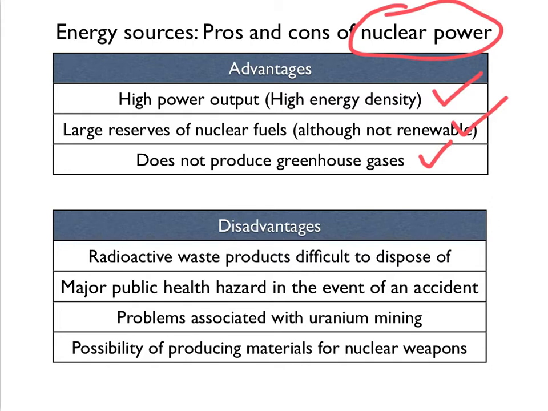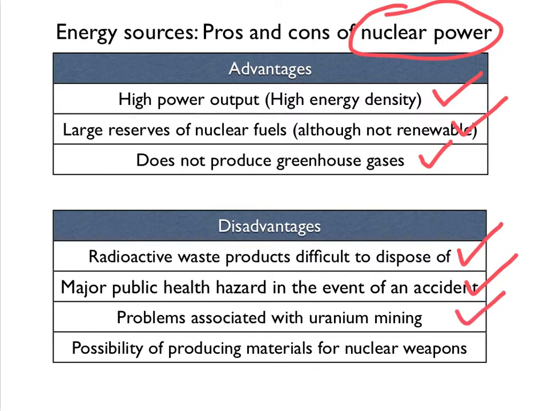There are some disadvantages to nuclear energy. One is that the byproducts of the fuel being used are very hard to get rid of. Most of the spent fuel rods from nuclear reactors are still sitting next to the reactors where they were used. Another disadvantage is that in the event of a radiation release, it can be a major health hazard. Think about Fukushima in Japan a couple of years ago.